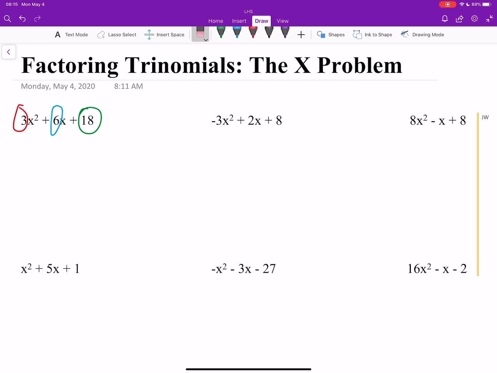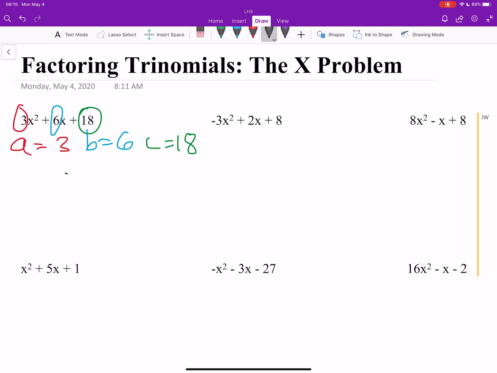We've done that in previous lessons, so I'm not going to cover that now. In all of the problems on your homework, none of them will have a greatest common factor. So you can go ahead and say, nope, I already checked, no greatest common factor because Mr. Winchell said so, and jump right into the first step of identifying A, B, and C. So here A equals 3, B equals 6, and C equals 18. Go and watch the lesson video from last week if you're not quite sure how to do that.